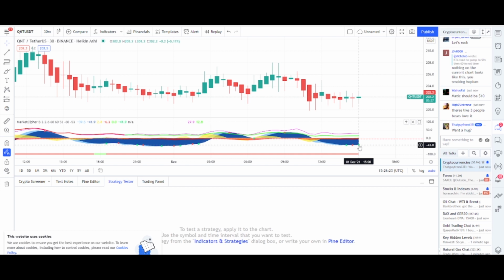Stock, what is wrong with me? Coin, token. I'm such a dumbass. Sorry about that.